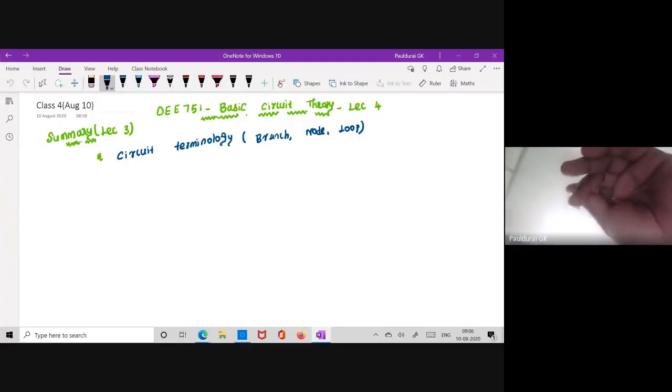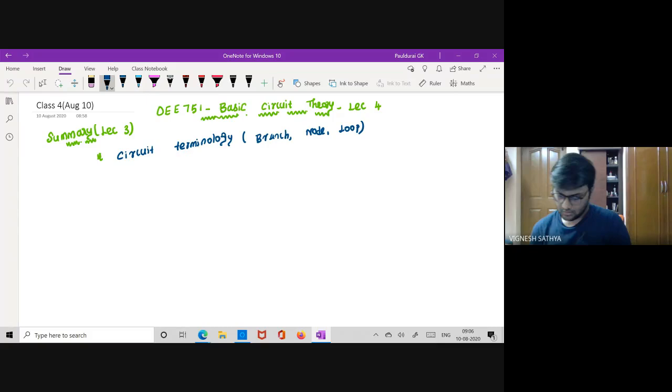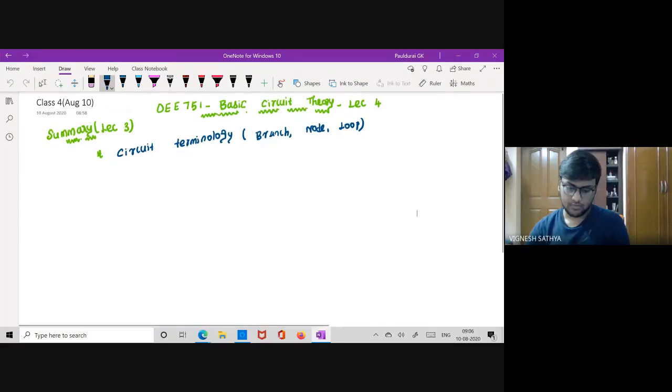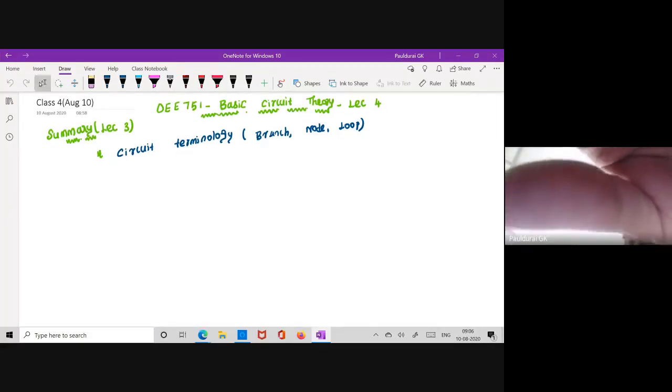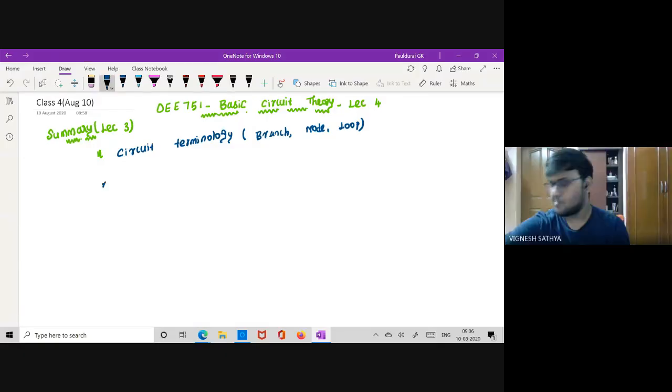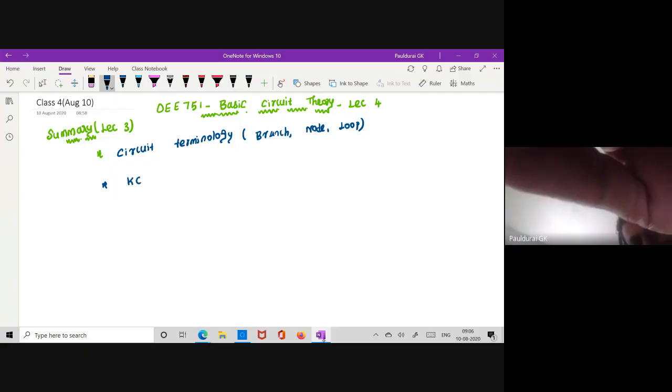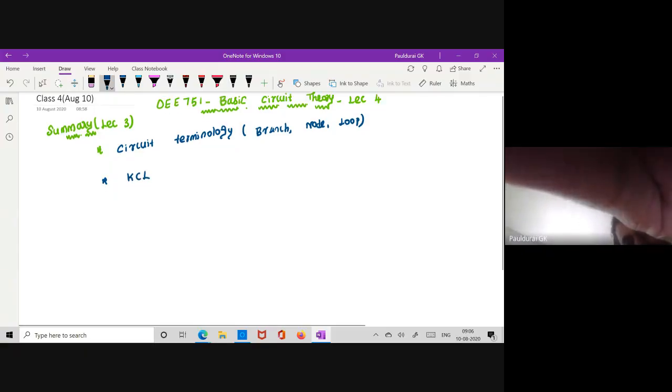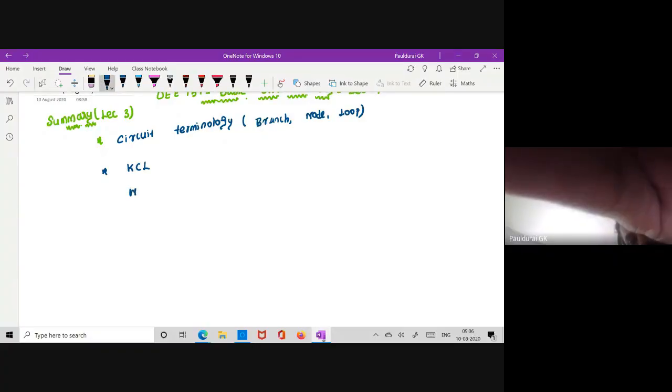And coming to loop, what is a loop? A closed path formed by branches, right? So you know what a loop is. Then I started with KCL, Kirchhoff's current law. Actually, in two ways we can define Kirchhoff's current law. Way one, what we discussed.